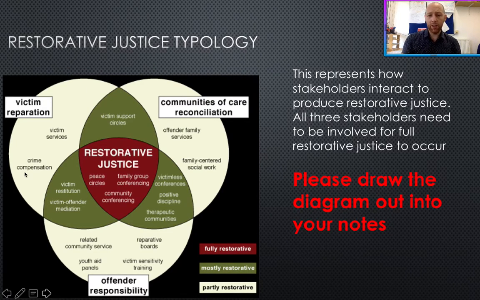So here's a typology, a diagram that shows you how this restorative works. And there's lots of different things like victim support circles, therapeutic communities who can all be involved in this restorative program. Pause it, have a look, and see if there's anything that leaps out that you're not sure about. And that might formulate a question that you ask later. These are the various stakeholders that interact, and this is what produces restorative justice. So to be involved in full restorative, as we know, all three stakeholders need to be involved: society, the offender, and the victim.